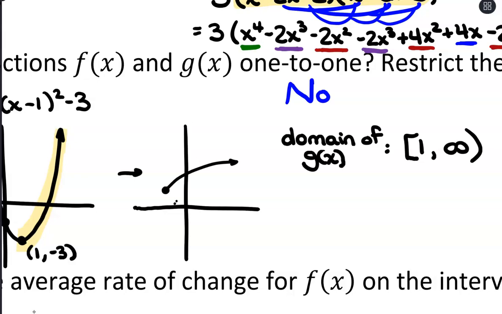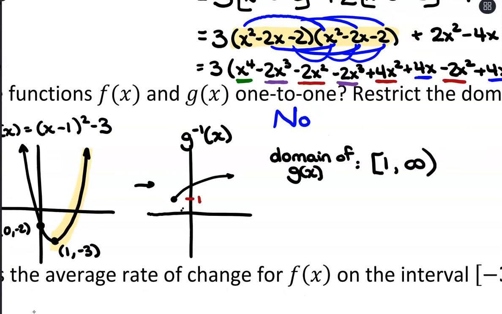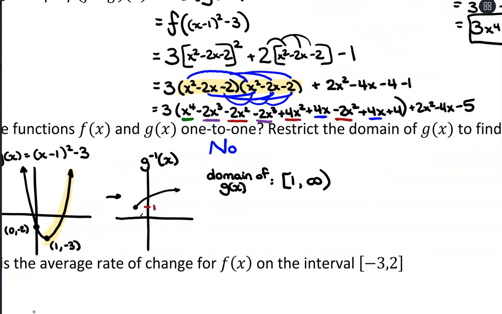And then what that means is when I take the inverse function, so here's just my sketch of the inverse function, that means then my range is going to go from 1 to infinity, right? Because the domain of our original function becomes the range of our next function. Okay, so I've restricted the domain, and now what we can do is take that x minus 1 quantity squared minus 3 and say that equals y.